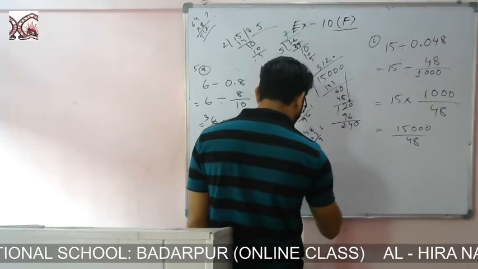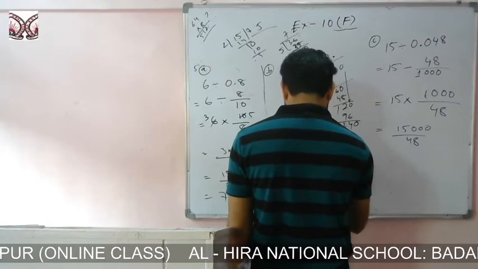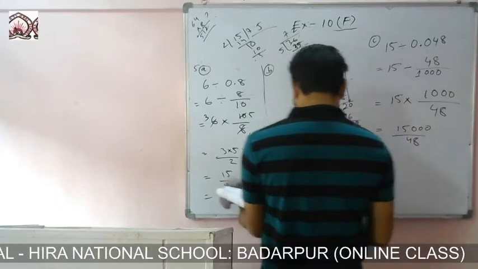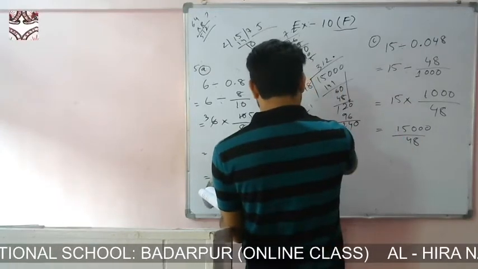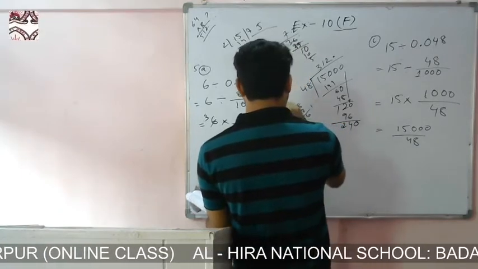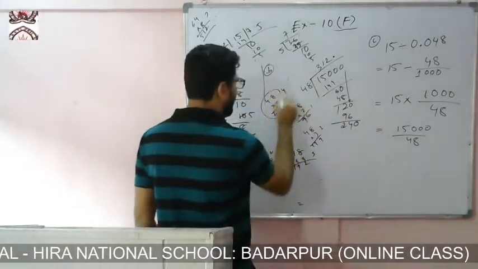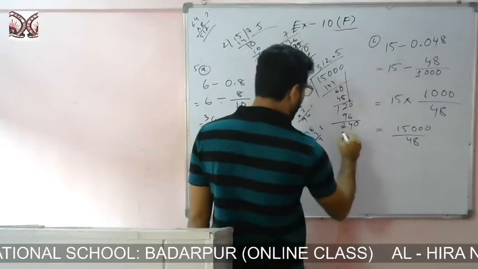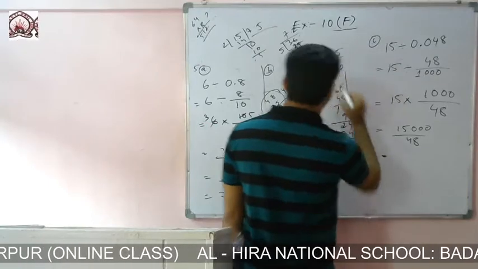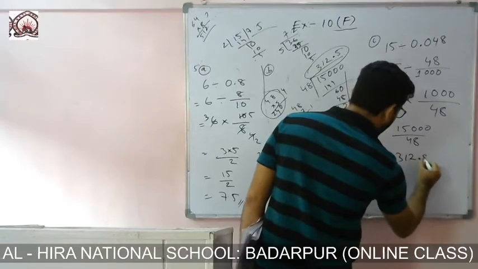Then 48 into 4. Let us check. 192. Now let us check with 5. 5 4s are 20, 5 8s are 40 and remain 4, and 5 4s are 20. 424. That means 240 we are getting with 5. So we'll write 5 here. 240. That means if I divide, then we'll get this answer: 3112.5. Okay.